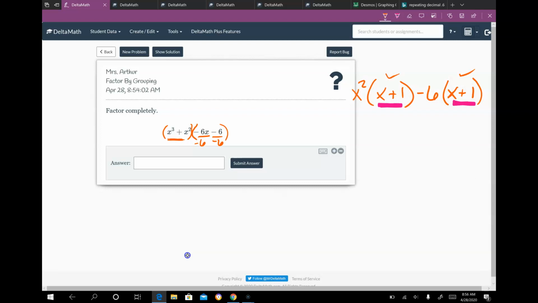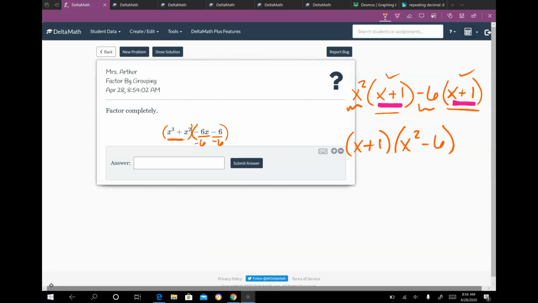Now, you pulled out individual stuff here. Now you're going to pull out what they have in common. So they both have in common an x plus 1, correct? So you pull out an x plus 1. And when you pull out an x plus 1, you're left with x squared minus 6.